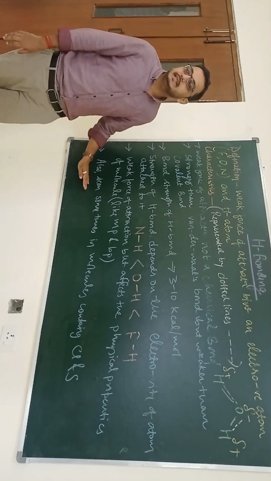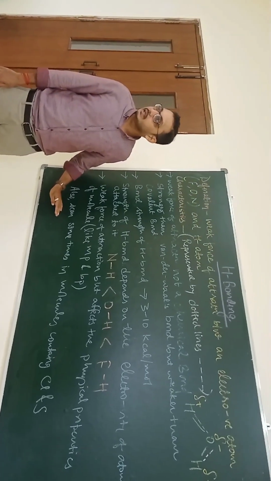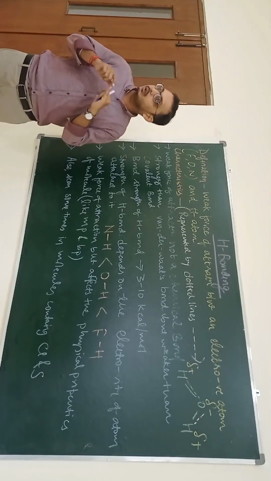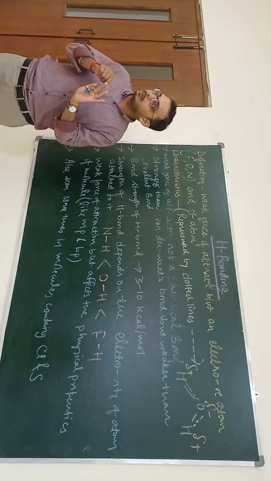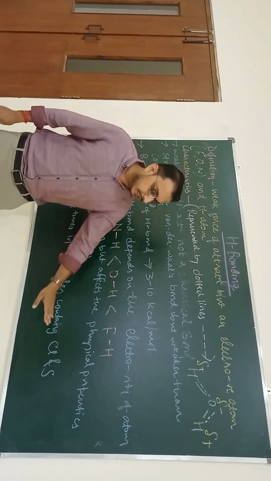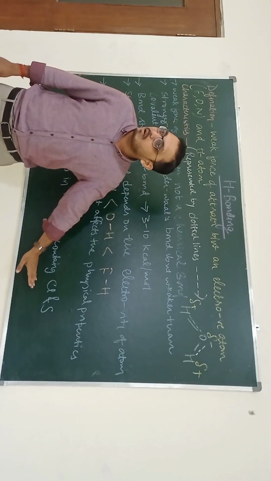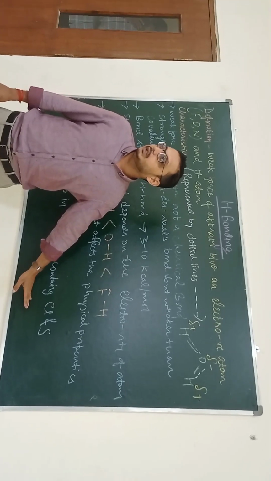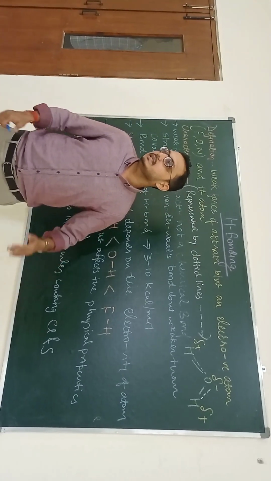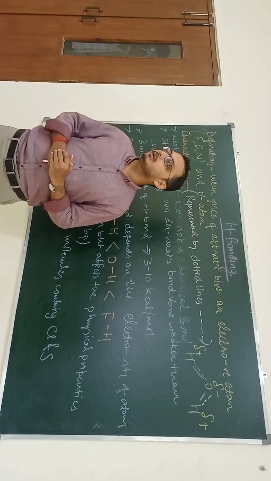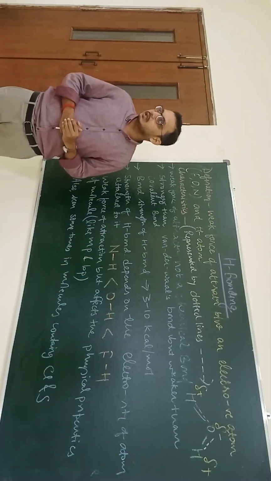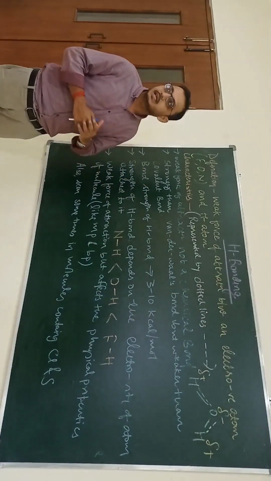Also, it is sometimes seen in molecules which contain chlorine and sulfur. You know that the most electronegative is fluorine, followed by oxygen, followed by nitrogen. But these are also electronegative atoms. So sometimes in compounds containing sulfur and chlorine also the hydrogen bond is seen. Am I clear? All the characteristics of the hydrogen bond are clear, the definition and the characteristics.